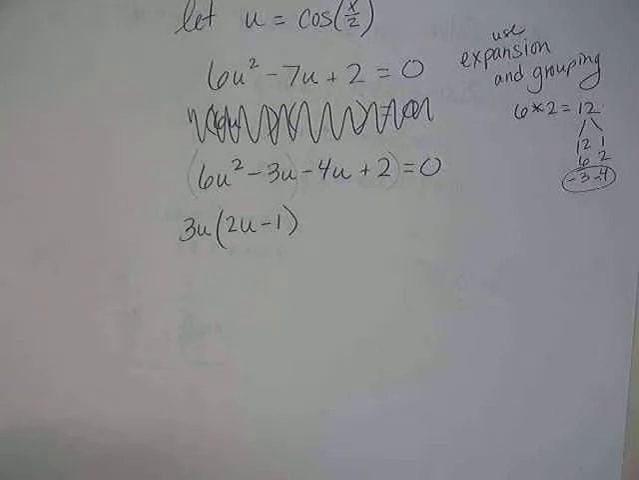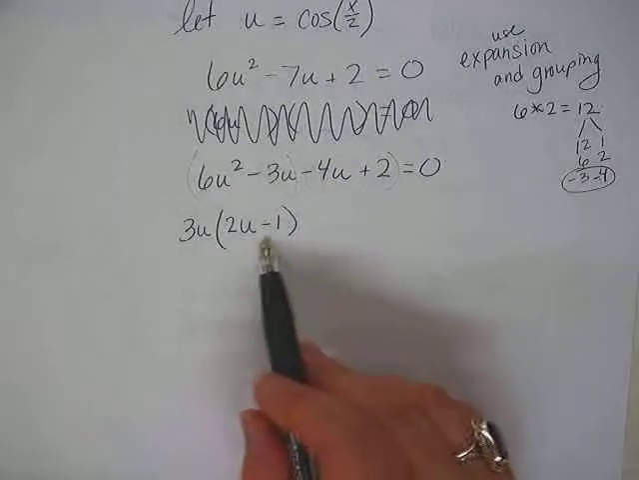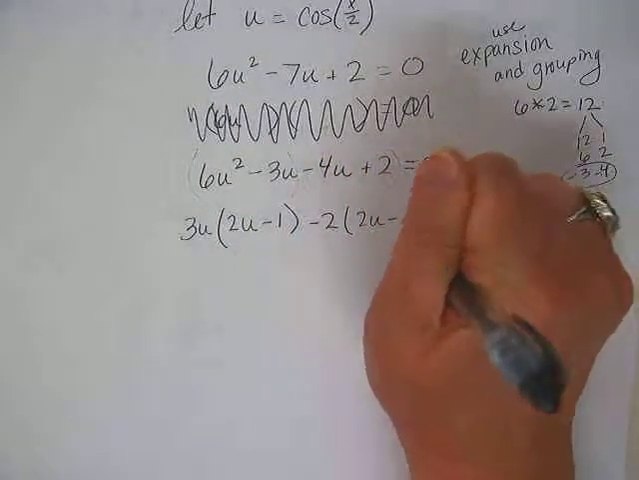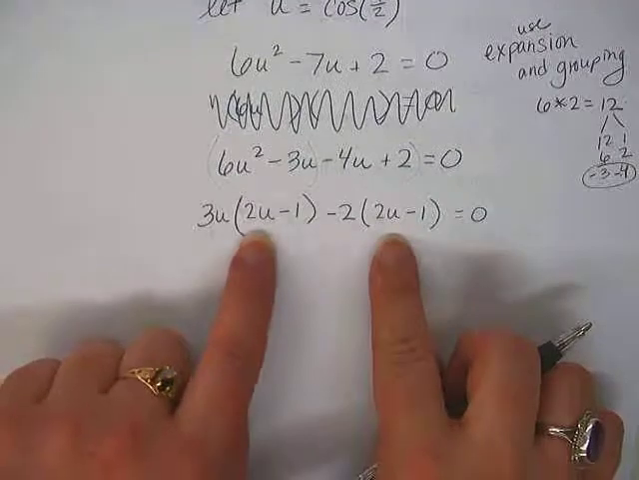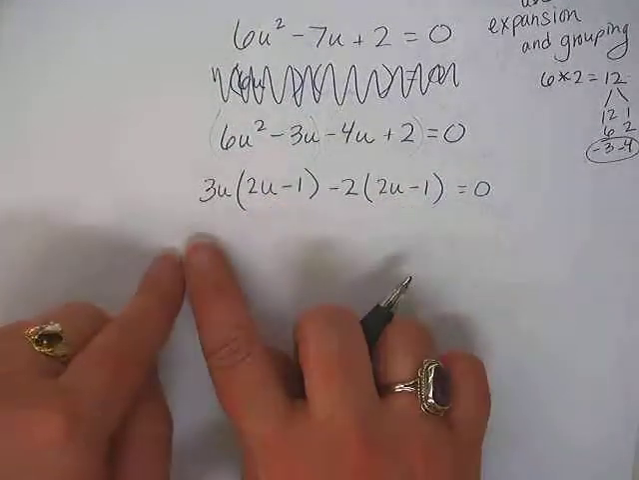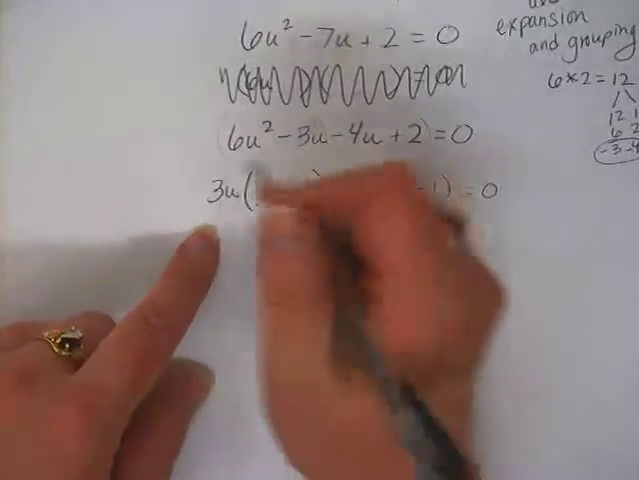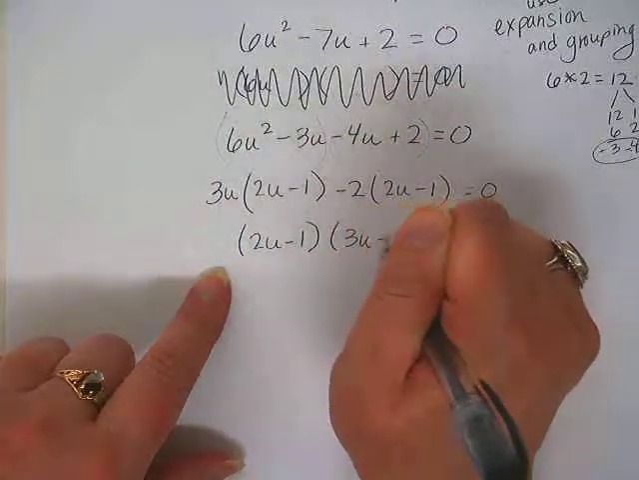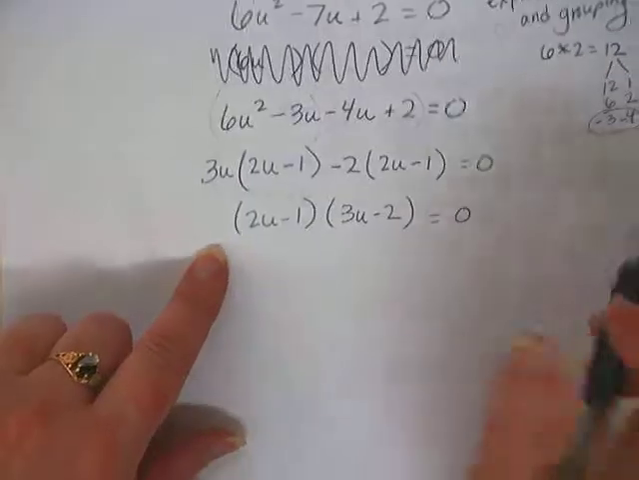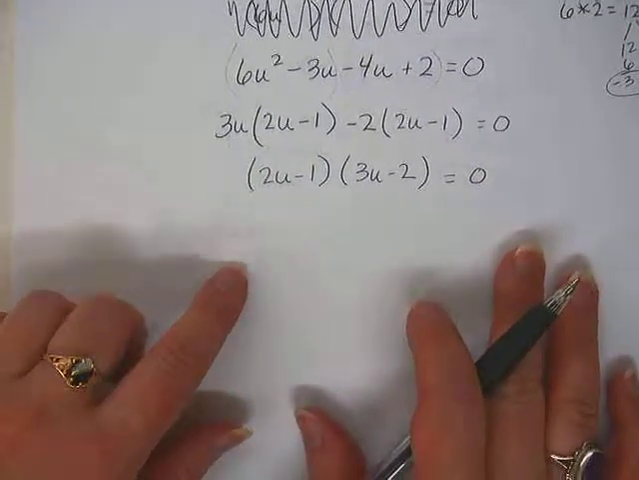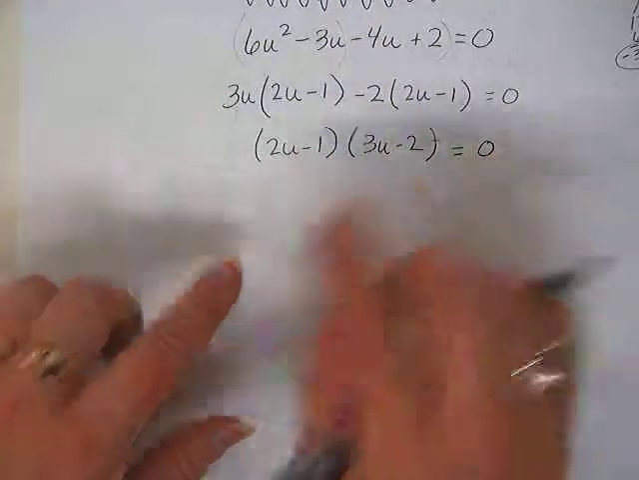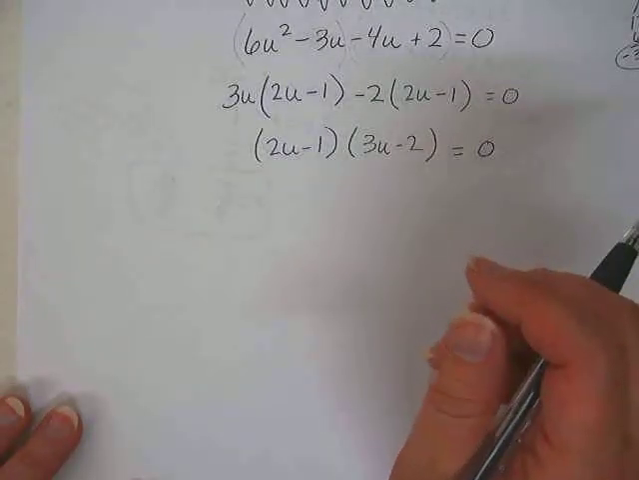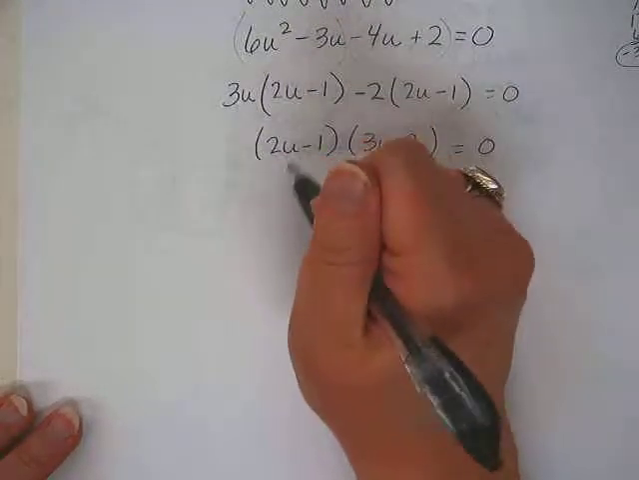Okay. And then in our second group, we can factor out what? Well, 2 factors out, but remember how we want this to match? So yeah, let's make it a negative 2. So now that these two factors match, it's like we're factoring that out, and then these are left together. So our final factoring is 2u minus 1 times 3u minus 2 equals 0. So then can we take each of these factors and solve them?